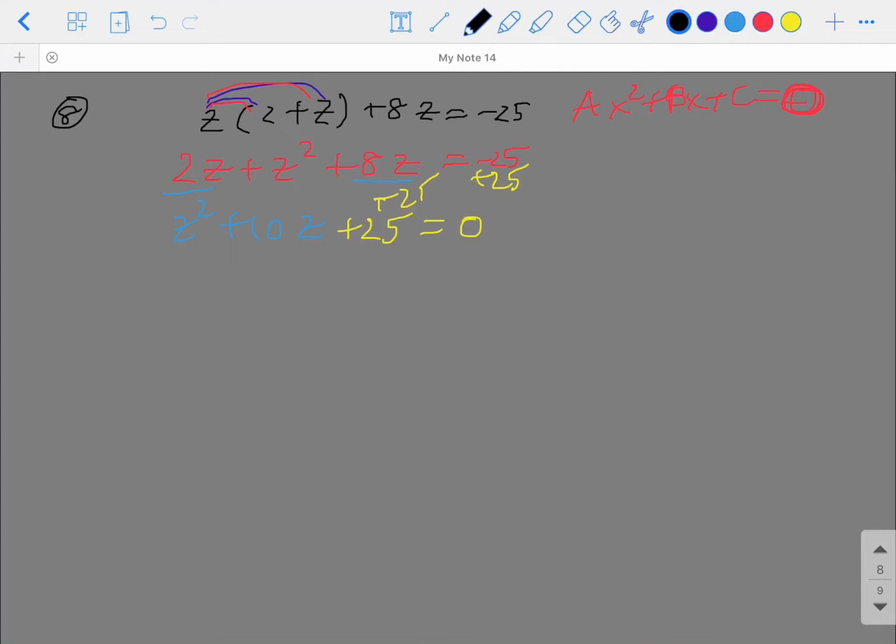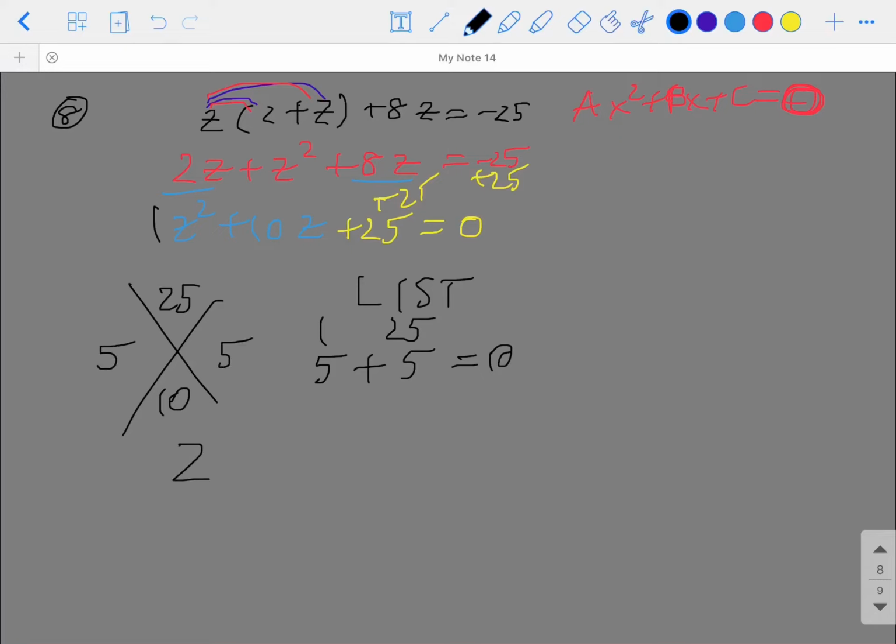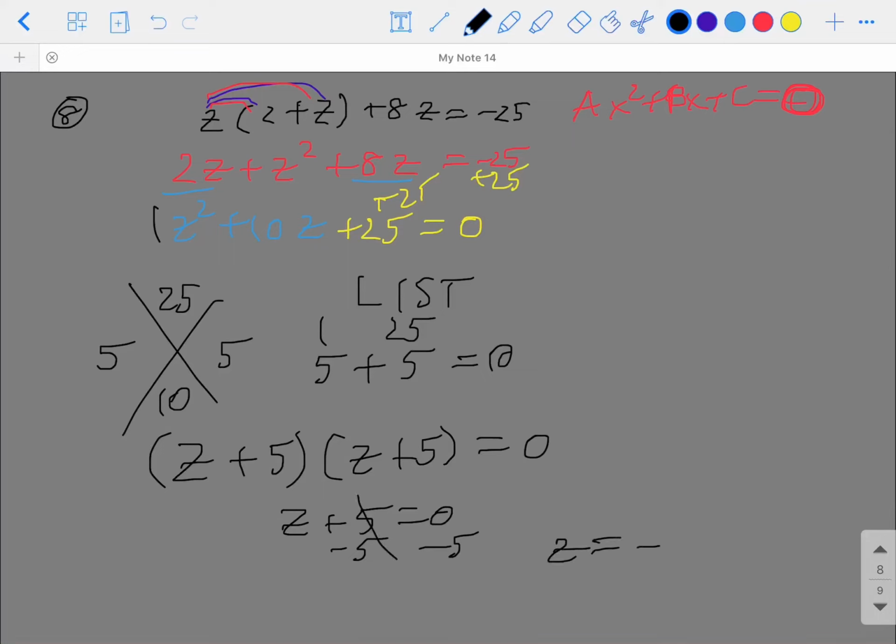From here, it's a simple algorithm. 1 times 25 is 25, the middle is 10, and the list of 25 is 1 and 25, and 5 and 5. Now I can see 5 plus 5 is equal to 10, so this becomes 5 and 5. Z plus 5, z plus 5. The fact that both of the parentheses are the same, I'm going to only solve for one. Z plus 5 is equal to 0, and subtract 5 to both sides, and z is equal to negative 5.